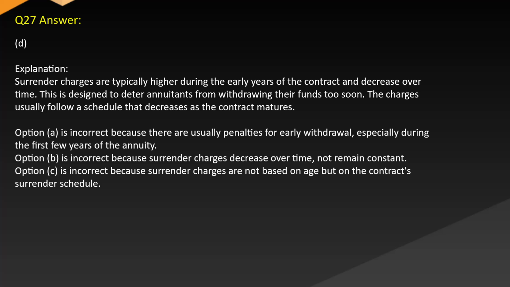Option A is incorrect because there are usually penalties for early withdrawal, especially during the first few years of the annuity. Option B is incorrect because surrender charges decrease over time, not remain constant. Option C is incorrect because surrender charges are not based on age but on the contract surrender schedule.